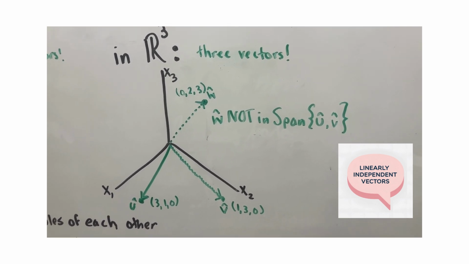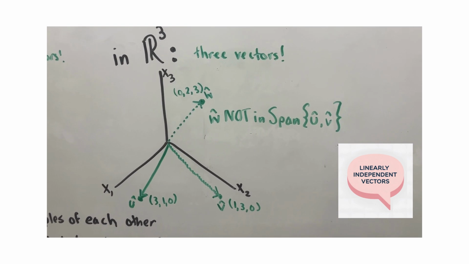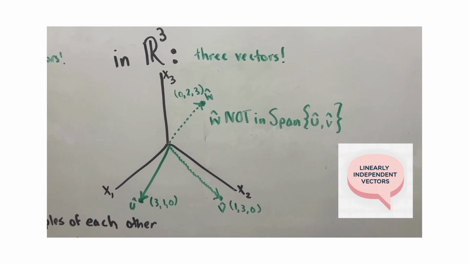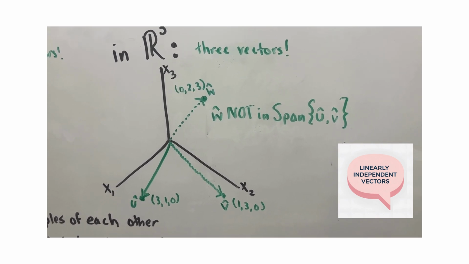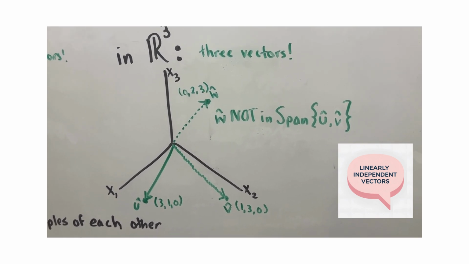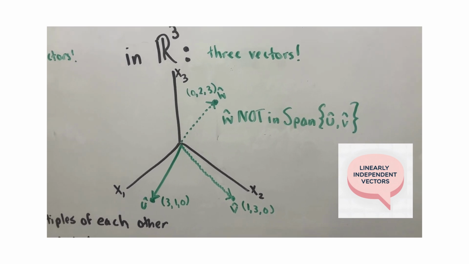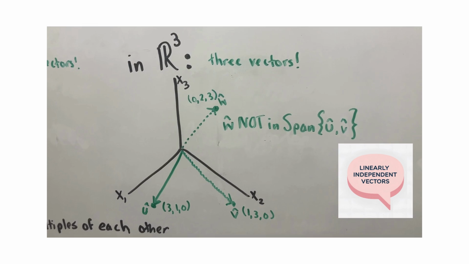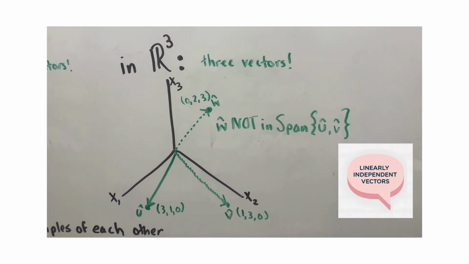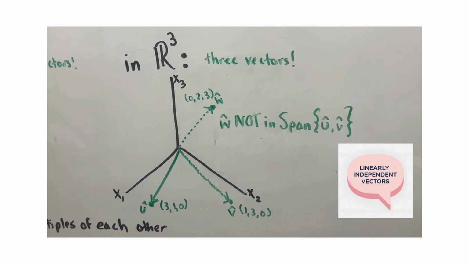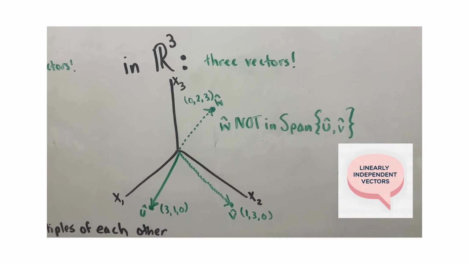We're kind of picking on vector w here, being not in the span of u and v, but we could say the exact same thing about vector u. Vector u is not in the span of w and v, and vector v is not in the span of w and u. So regardless of which vector we're looking at, none of them are in the span of the others. So all three of these are linearly independent.